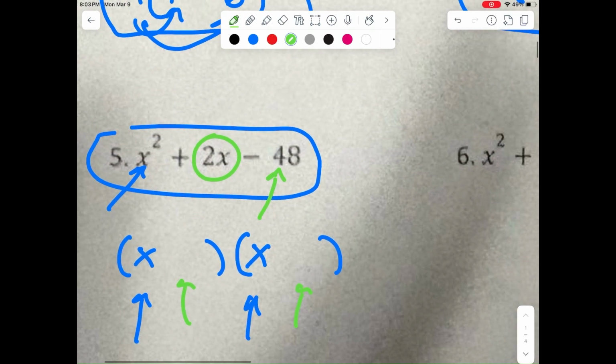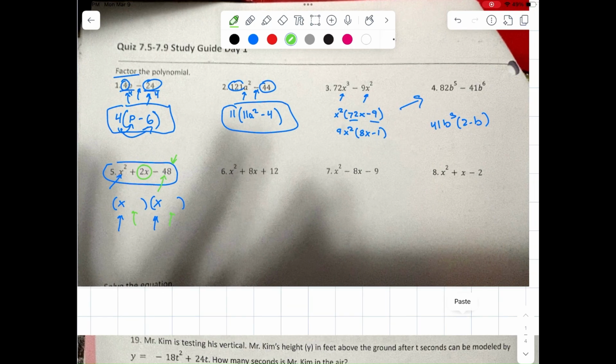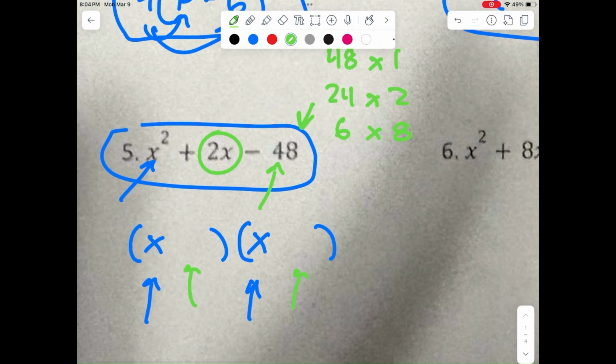So I think the easiest place to start is how can we get 48? How can we multiply to 48, right? There's really only going to be 3 ways: 48 times 1, 24 times 2, and then 6 times 8. Again, we have to keep in mind we're trying to add to 2. So the only way we're probably going to be able to do that is with our 6 and 8.